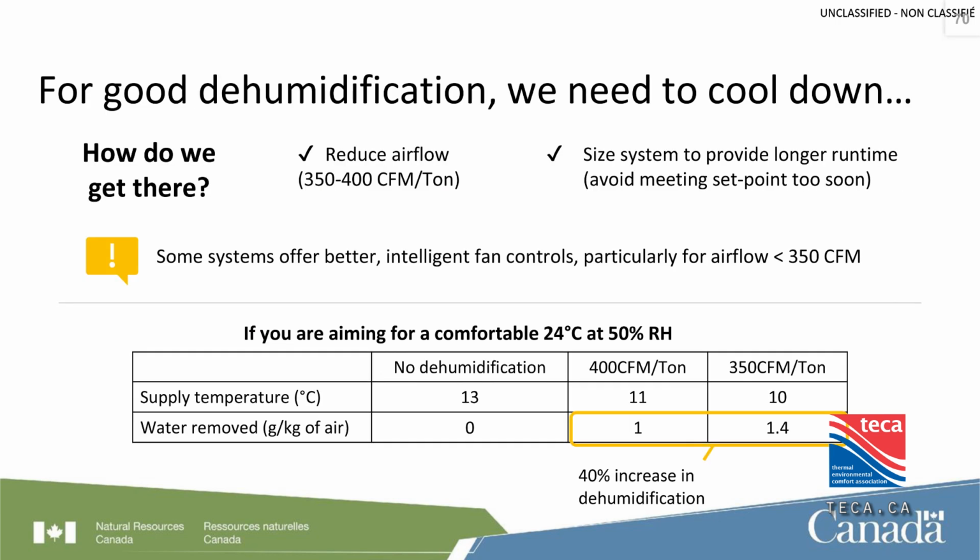Dehumidification is also very important when considering the systems that you're designing and sizing. Basically here, we have to make sure that we don't have too much airflow happening, because at that point the dehumidification process just cannot happen. If we can slow down the airflow to 350 to 400 CFM per ton, you can see what kind of difference that makes. By reducing the airflow, we're increasing the dehumidification by 40%. So, a small change there.